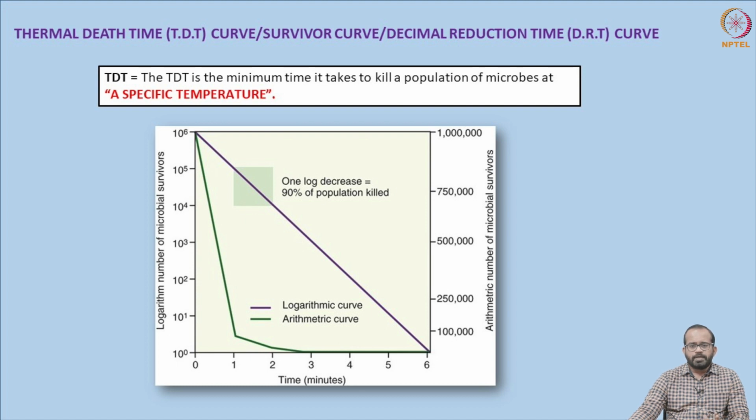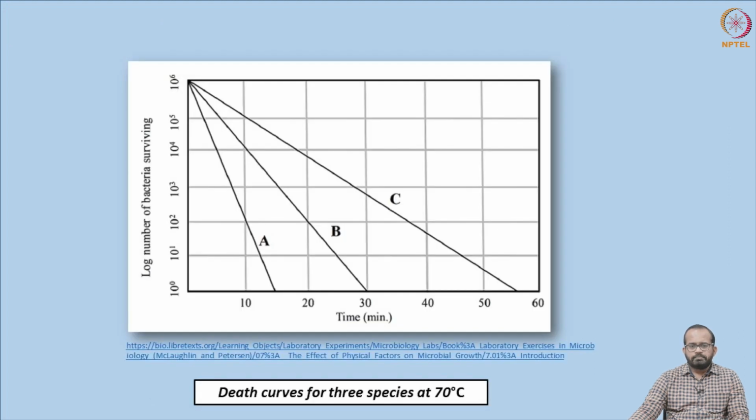So there is going to be one log reduction. One log reduction means that in each log reduction there is a 90% reduction happening. That is one point that we need to remember. What do we mean by log reduction, and why is this important? Death curves of three species.